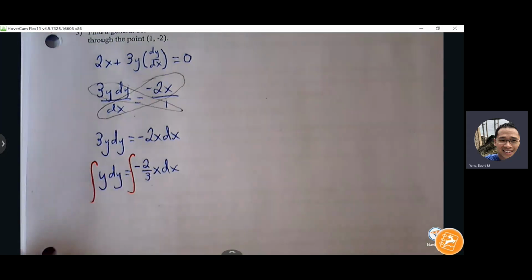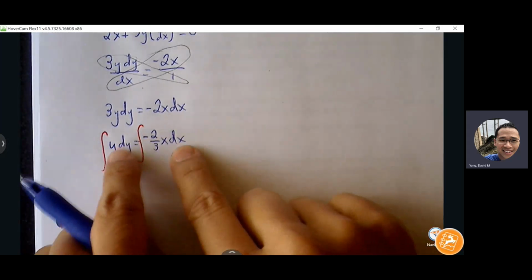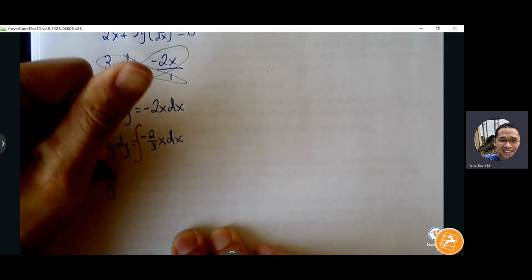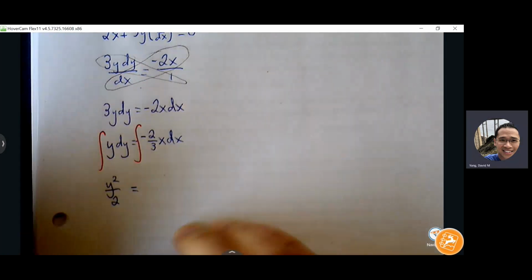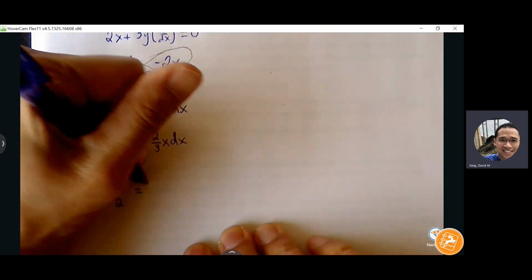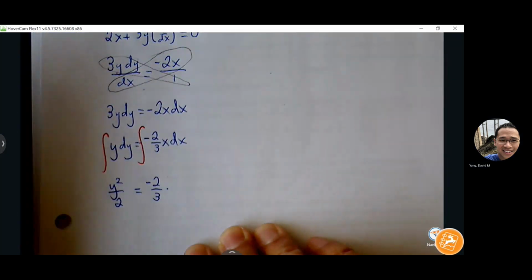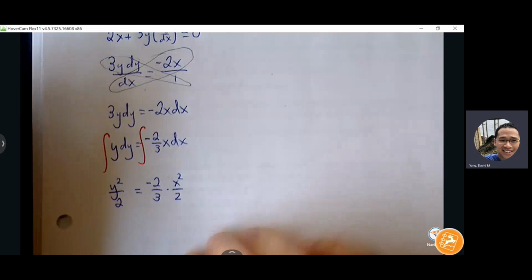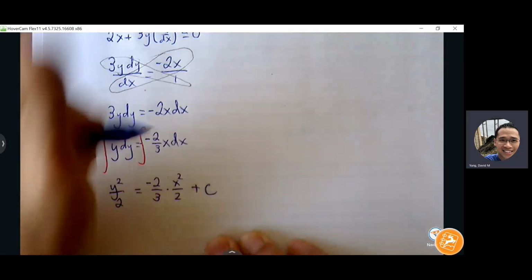integral y dy, integral -2/3 x dx. Okay, so once we're here, we're really treating this like 2 separate problems. We have to do a process for y on the left side and do a process for x's on the right side. All right, so y becomes y squared over 2. Plus c, yes, but I'm going to just save that plus c for the right side because we're going to group it all together on the right side. Okay, -2/3 x becomes x squared over 2 plus c.